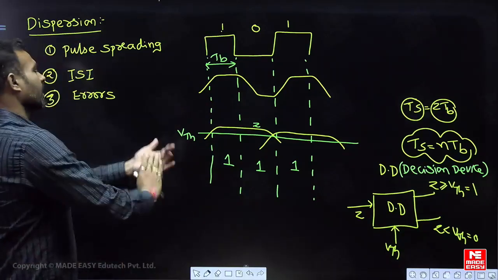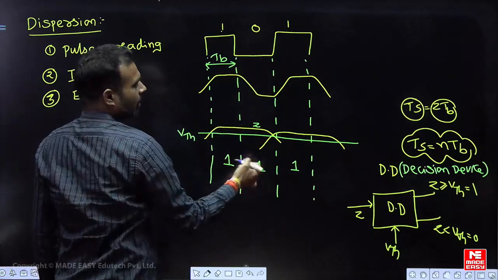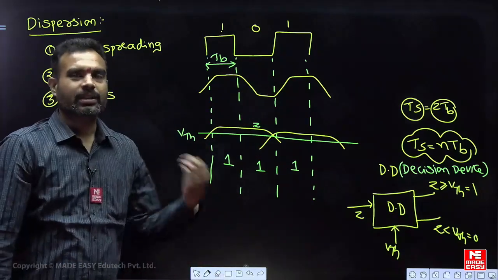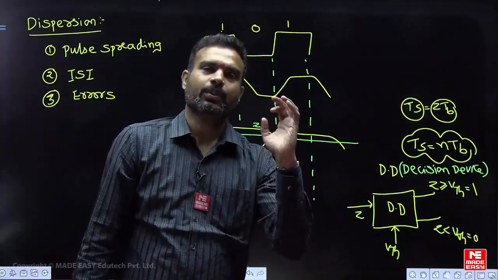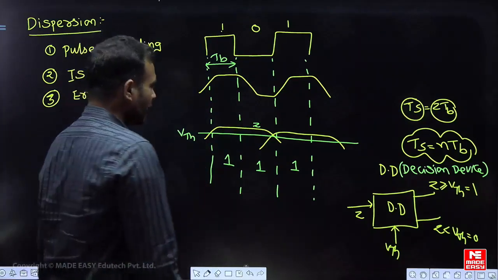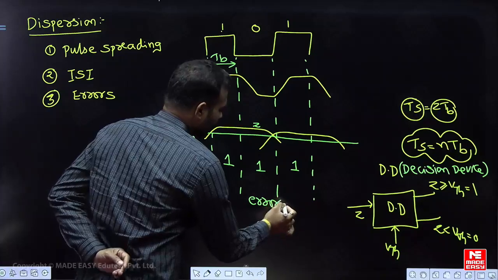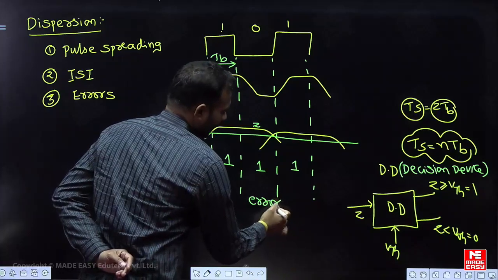इस interference के लिए हमको क्या आ गया? Error आ गया. 0 के लिए 1 आ गया. 0 transmitting, receiving 1. Error है. इसका probability of error बोलेंगे. Okay. So this is what is called error. Error occurs. This is the main problem with dispersion.